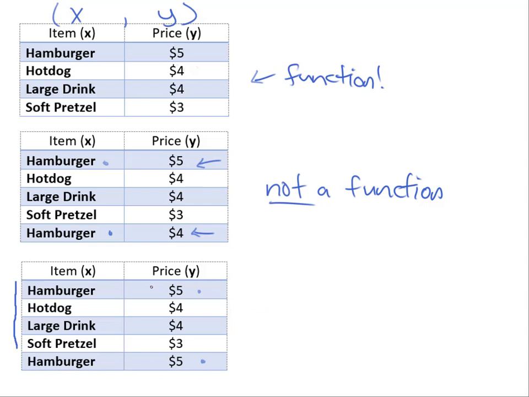Okay, so if you do have a repeated X value or X item, if the Y values are exactly the same, it's okay. That would still qualify as a function. We've just listed the same value or same point on our graph twice. That would technically be okay.